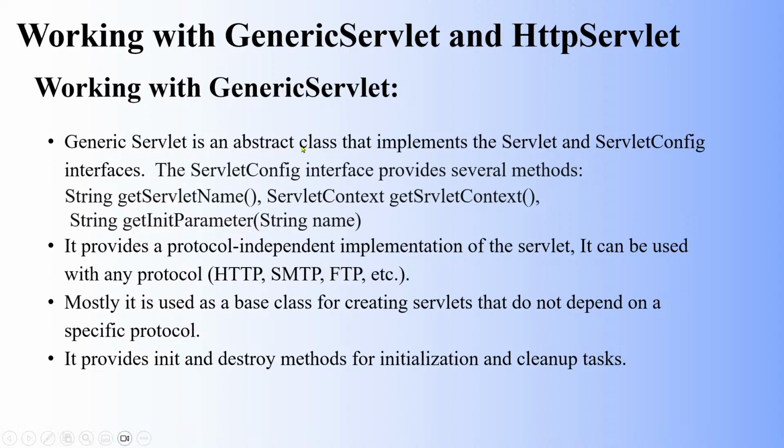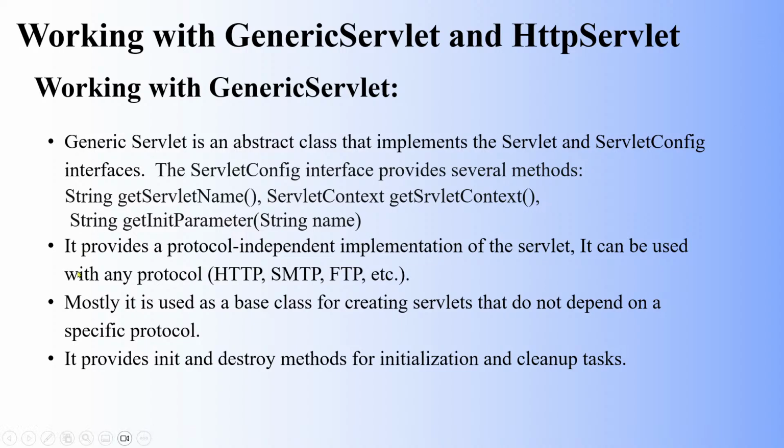Generic servlet is an abstract class that implements the servlet and servlet configuration interfaces. The servlet configuration interface provides several methods, such as get servlet name, get servlet context, and get init parameter, means to take the initial parameters. Next, it provides a protocol independent implementation of servlet. And the best feature of generic servlet is that it creates a protocol independent servlet.